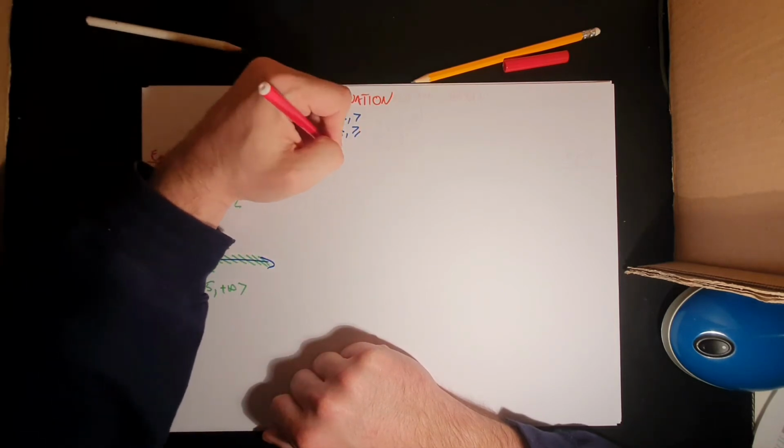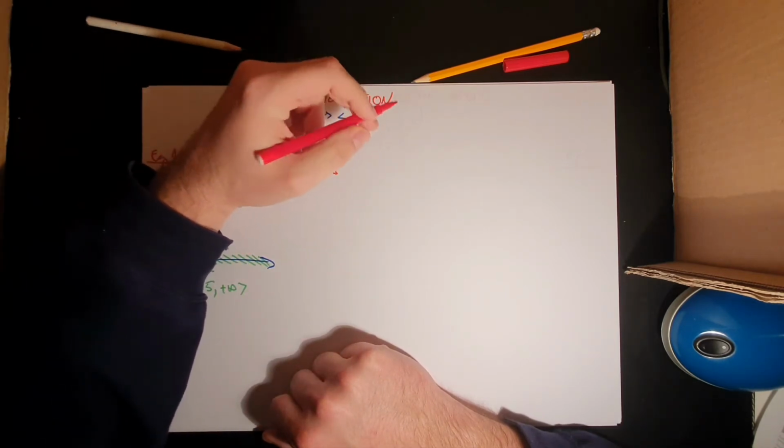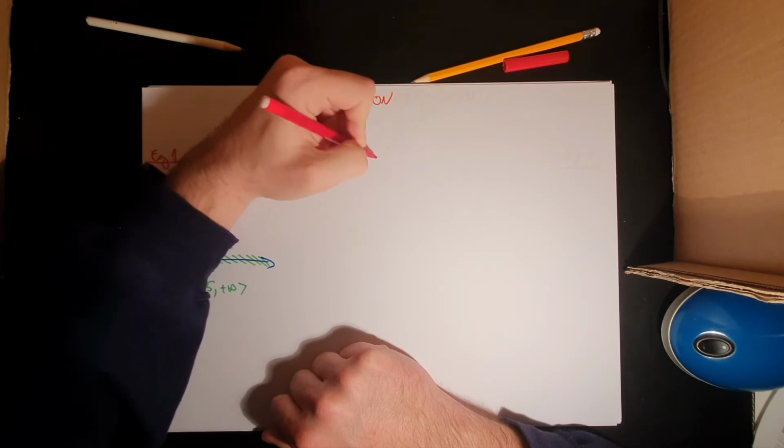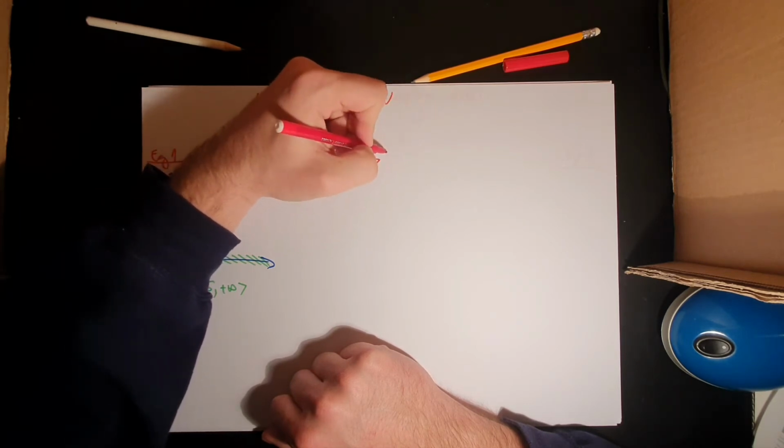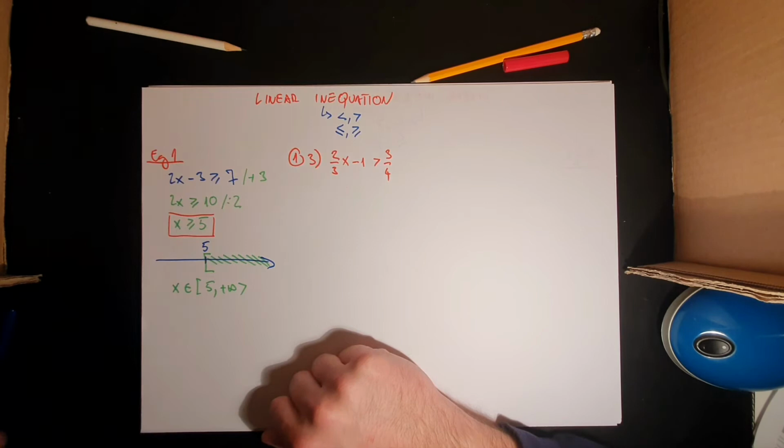So let's write down task 1.3. It is 2 over 3 times x minus 1 is greater than 3 over 4. So this is the given inequation.